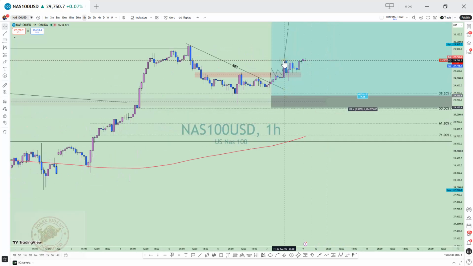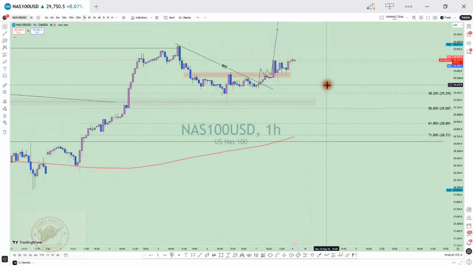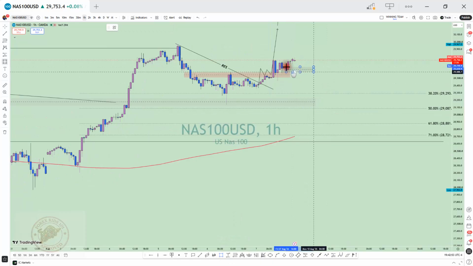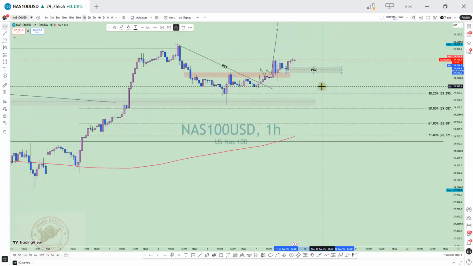So if we look at where the price is now, or where the price is trading now, this is where we want to get the most out of this trade. I'm gonna go ahead and remove this, because this is where I'm gonna be looking for my trade. Okay, so I'm gonna highlight here. So this is gonna be my POI. Okay, so this is gonna be my point of interest for this week on NASDAQ.